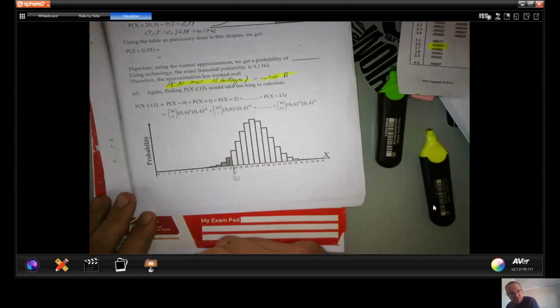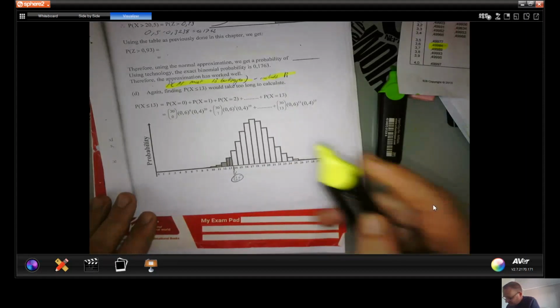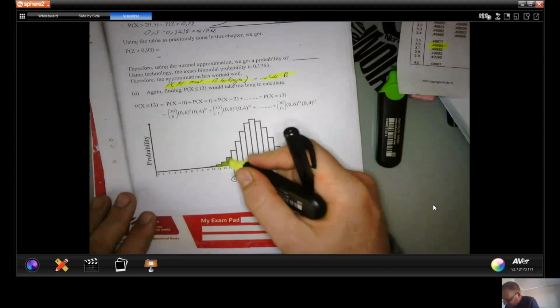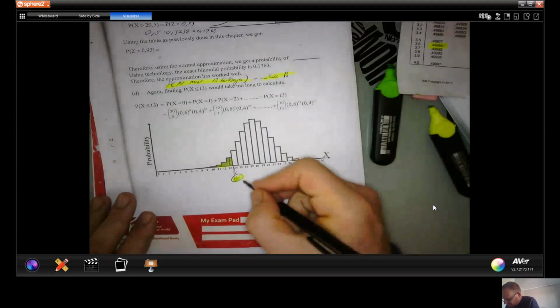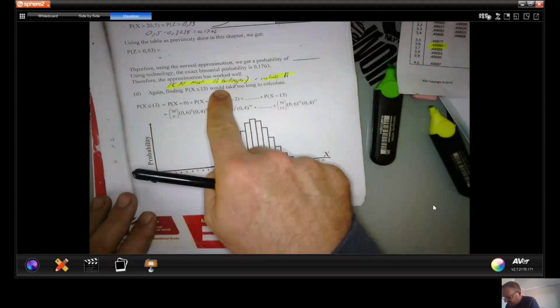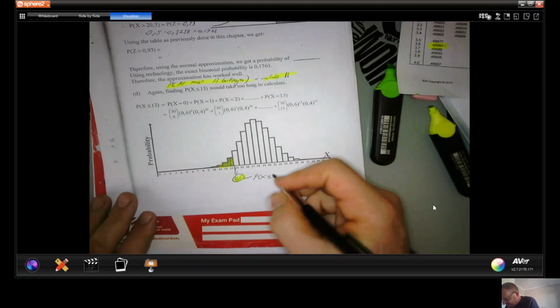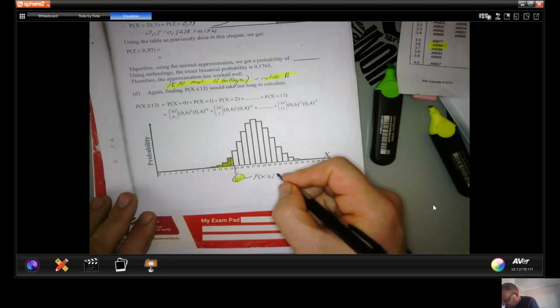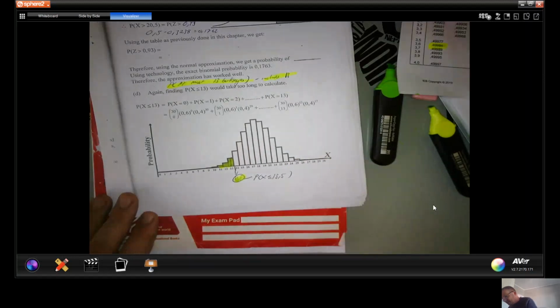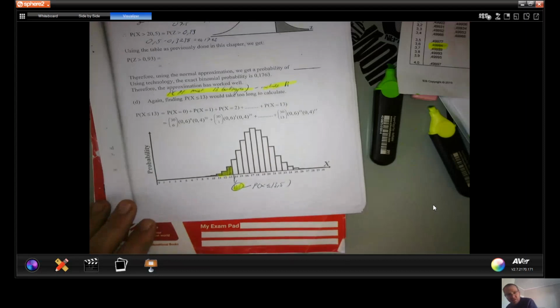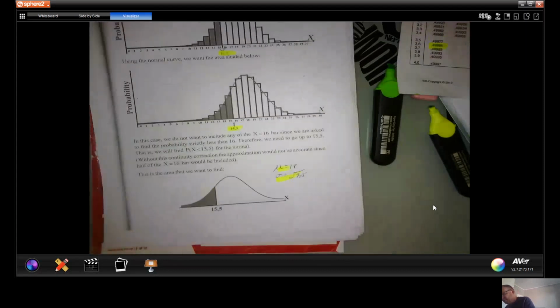So if you're going to include the whole of the 13 bar, you're going to have to start from 13,5 in the normal distribution. So for the normal, in order to get the probability that includes the whole of 13, you're going to have to work out the probability that x is less than or equal to, or x is less than 13,5. It doesn't matter how you express it.